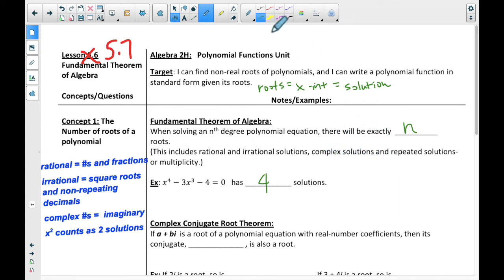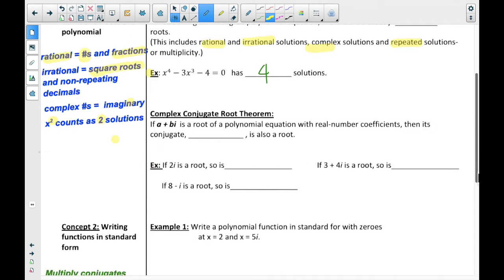All right, let's also talk about some of the vocabulary that's here. It says this includes rational and irrational solutions, complex solutions, and repeated solutions. What does that mean? Well, rational numbers are basically numbers and fractions, like normal, good old-fashioned numbers. Irrationals are going to be square roots, and non-repeating decimals is part of the definition, but what we are really focusing on here in this unit is square roots. And then complex, those are like imaginaries. And then repeated solutions is if you have something like x to the second, that counts as 2. Whatever power that is counts as that many solutions.